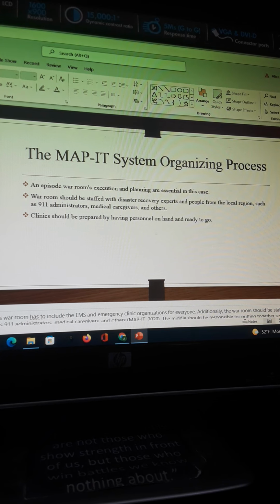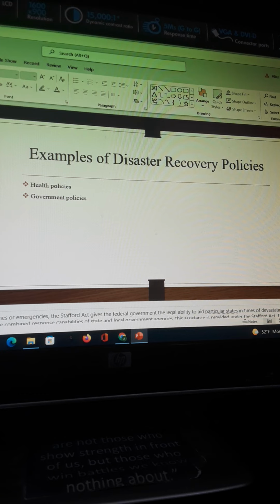The MAPIT system organizing process. An episode war room's execution and planning are essential in this case. The war room should be staffed with disaster recovery experts and people from the local region, such as 911 administrators, medical caregivers, and others. Clinics should be prepared by having personnel on hand and ready to go. Examples of disaster recovery policies are health policies and government policies.